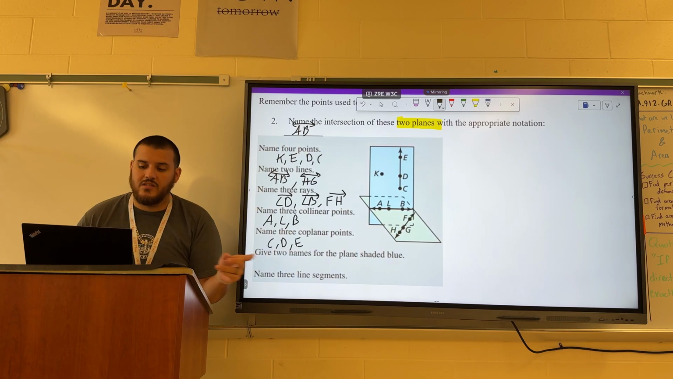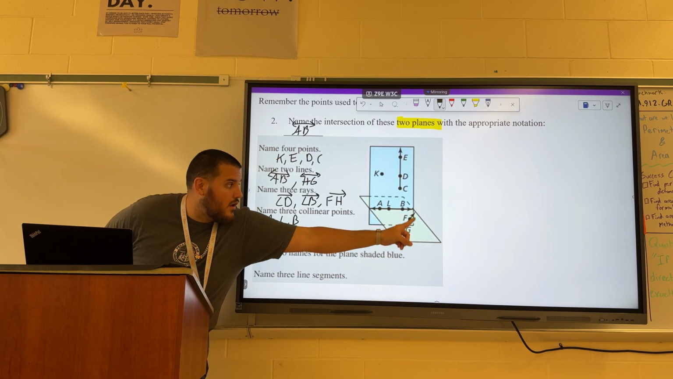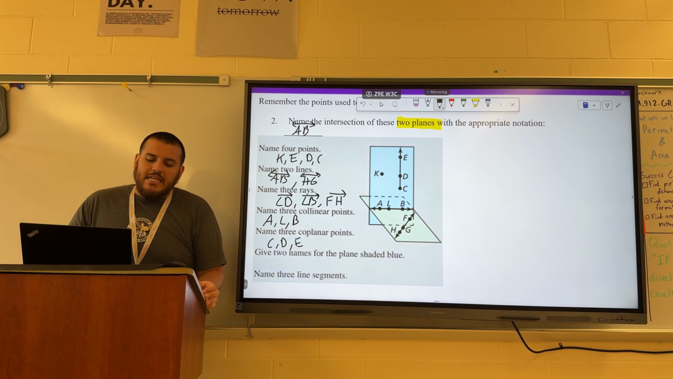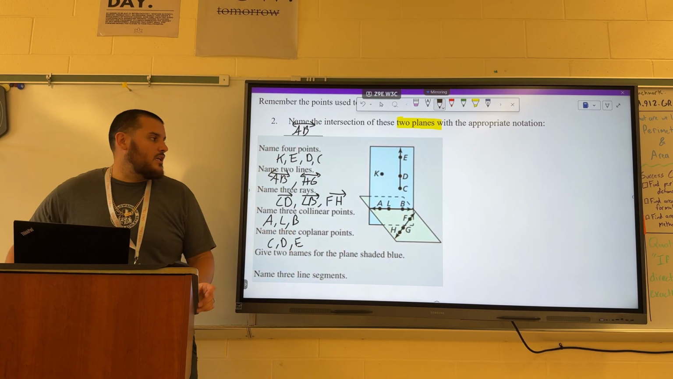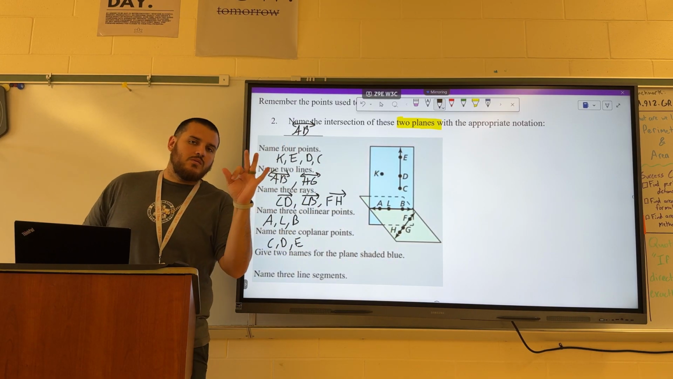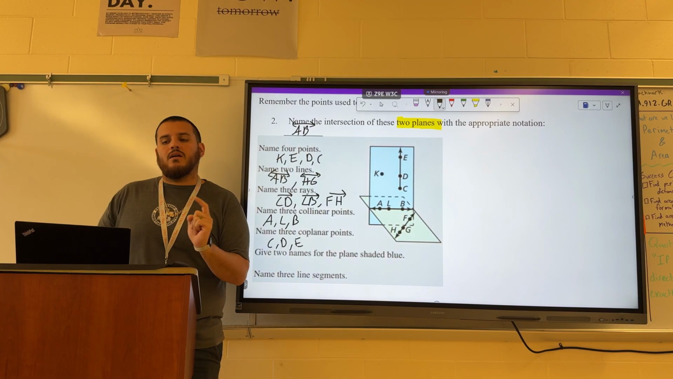Another acceptable answer would have been H, G, and F. Those are all on this smaller plane down here. Those are coplanar points. It says give 2 names for the plane shaded in blue. That's this tall one right here. And remember our rule, to name planes we use 3 points and they cannot be on the same line.